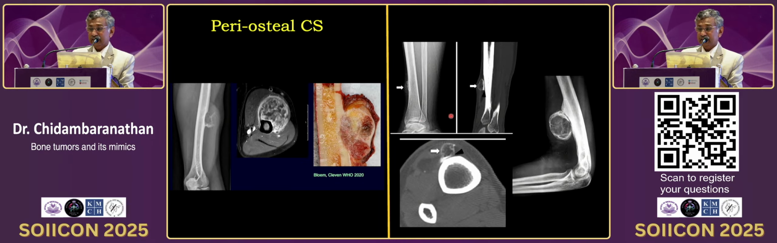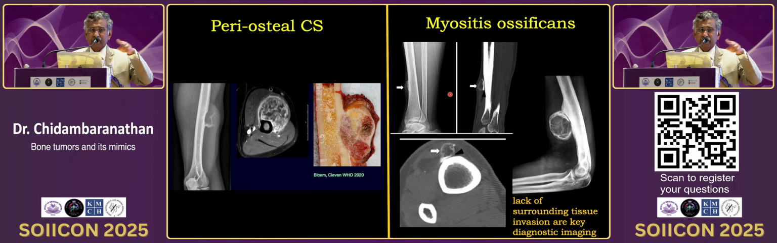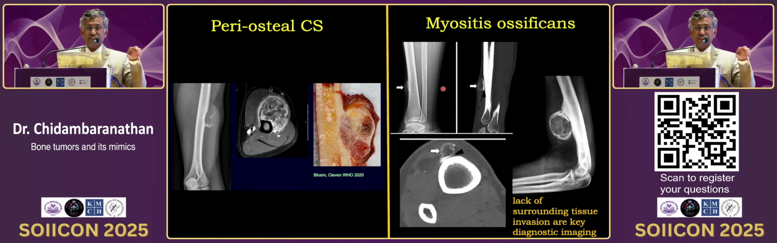But on the other hand, this will look like a peripheral rim of thick calcified or maybe ossified lesion, and not much lucency in the center. Most likely it is myositis ossificans. So what is the clue? Myositis lacks surrounding soft tissue invasion, a key diagnostic feature. Only the calcification or peripheral rim, okay, centripetal appearance, we will get peripheral ossification and centrally it slowly becomes ossified. That is the way of myositis ossificans.